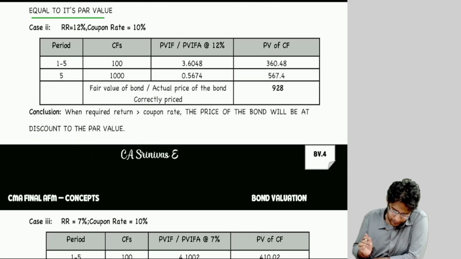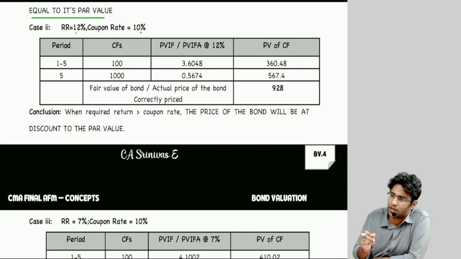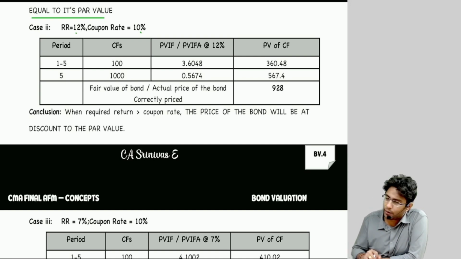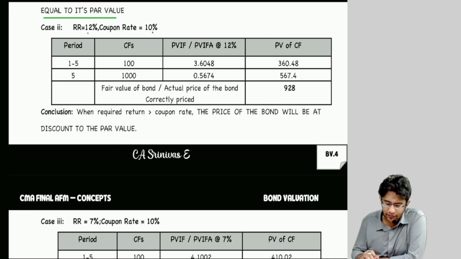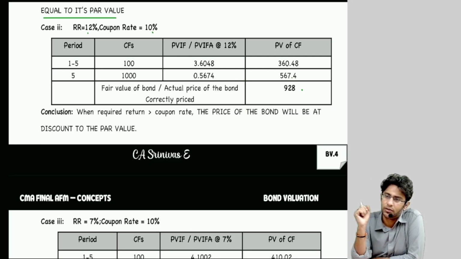Now come here. RR 12%. Investor wants 12% return. Coupon rate is 10%. The company pays every year an annual coupon of only 10%. Work out the price of the bond. How will you work it out? Simply discount everything with 12%. How much price did you get now? 928. Now tell me, compared to face value, is it at premium or discount? Discount.